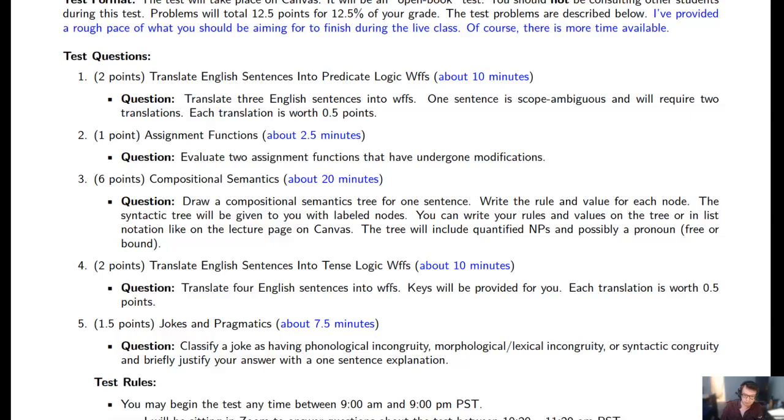Question 4 and 5 are on the last 2 lectures. So question 4 will be on tense logic wffs. They will be quite straightforward. They'll just use P, F, G, and H, and they will be just like the ones on the assignment, perhaps simpler. And then the very last question, which we'll go over this Friday, is classifying jokes as phonological incongruities, morphological incongruities, or syntactic incongruities, and just briefly justifying your answer.